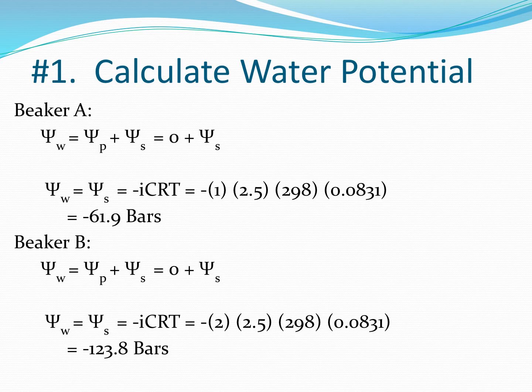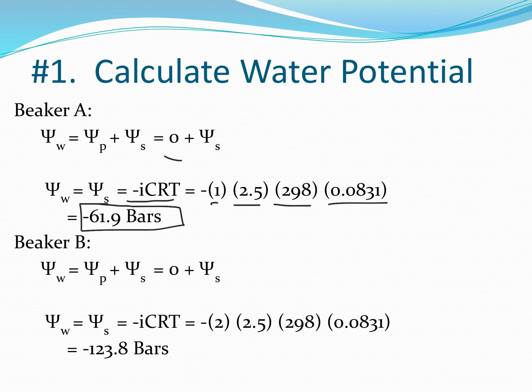Plugging in the numbers then, for beaker A, the pressure potential is 0, as we said, working from our table. The solute potential is negative iCRT. So I fill in i is 1, C is 2.5, R is 0.0831, T is 298. Multiply those together, and my answer is negative 61.9 bars.